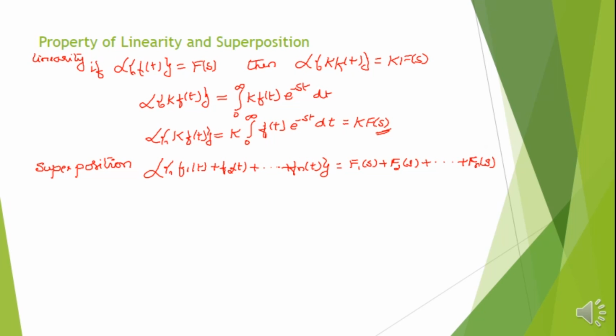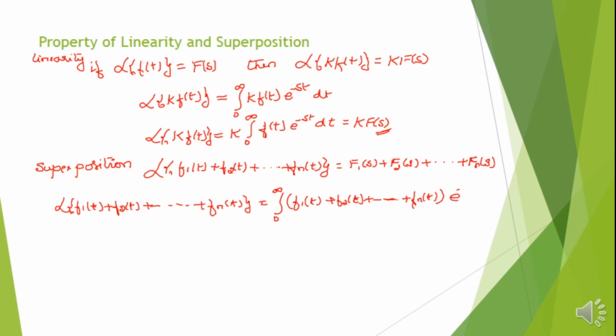Now I will consider the proof. Laplace transform of f1 of t plus f2 of t plus up to fn of t, based on the formula or basic principle, is integral 0 to infinity of f1 of t plus f2 of t plus up to fn of t, times e to the power minus st dt.